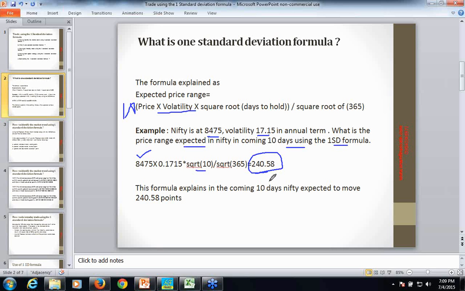Now the question is how we can utilize this data. Whether this 240.58, or rounding it to 241, is going to help us in any way for deriving our trend decision or trade decision or anything else.